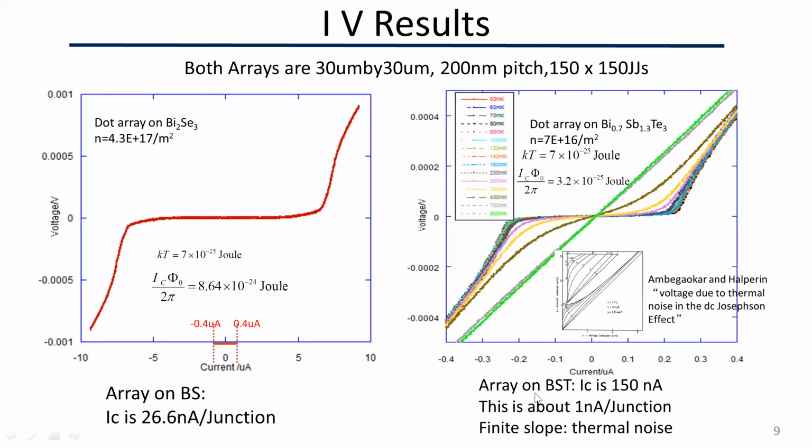And we did a little bit of calculation here. For the array of bismuth antimony telluride, the critical current is about 150 nanoamp for the entire array. For one single junction it is about 1 nanoamp. So we can attribute the finite slope here at very low temperature to the thermal noise.